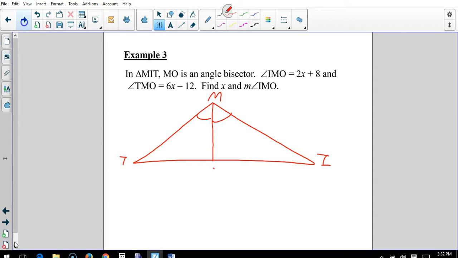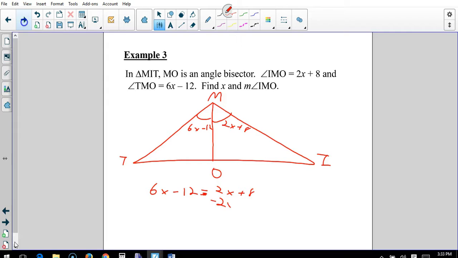IMO is 2x plus 8. And TMO is 6x minus 12. Find x and IMO. So first off, we set them equal to each other because we know a bisector cuts into two equal parts.